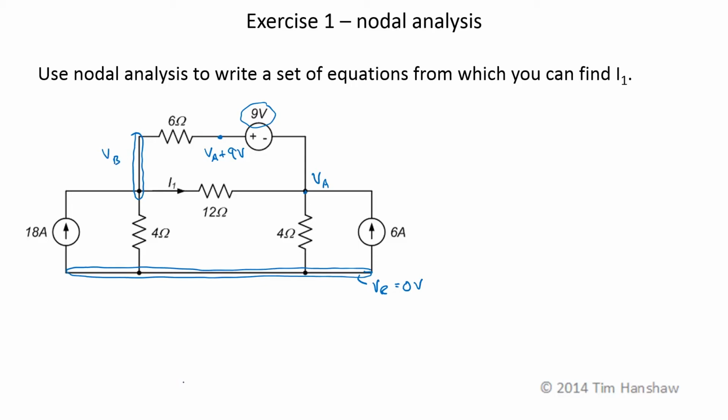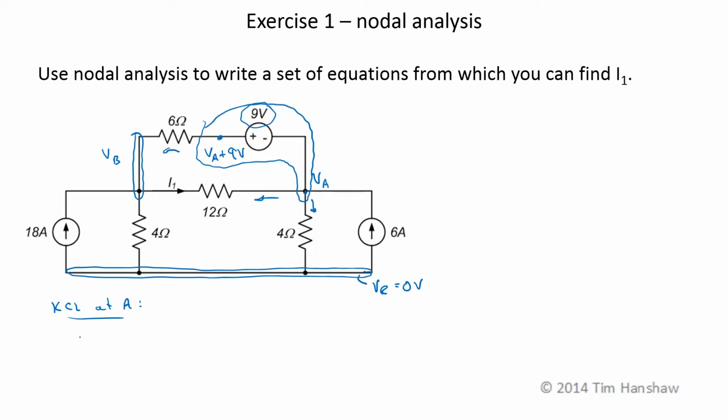So I need to write two equations in two unknowns for VA and VB. Then I can use those to write an equation for I1. So KCL at A. I'm going to assume that currents are leaving the node. The fact that this node is dependent upon this one means I can create a supernode around this battery.